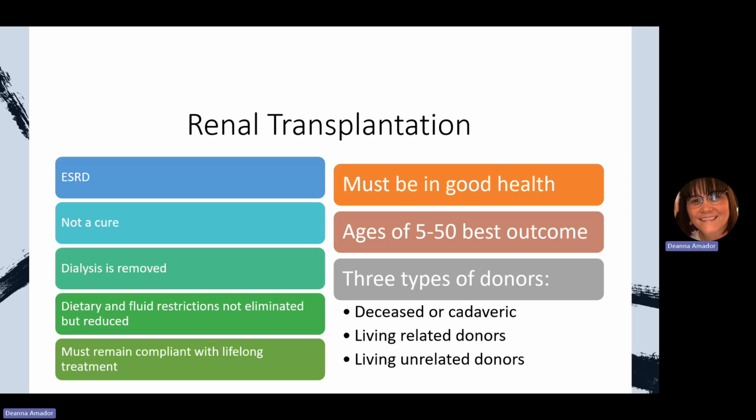There are some parameters there. It says they have to be in good health, ages 5 to 50 have the best outcome. So some contraindications include untreated or metastatic cancer, refractory coronary artery or heart disease, and psychosocial issues like drug abuse or psychiatric disease.